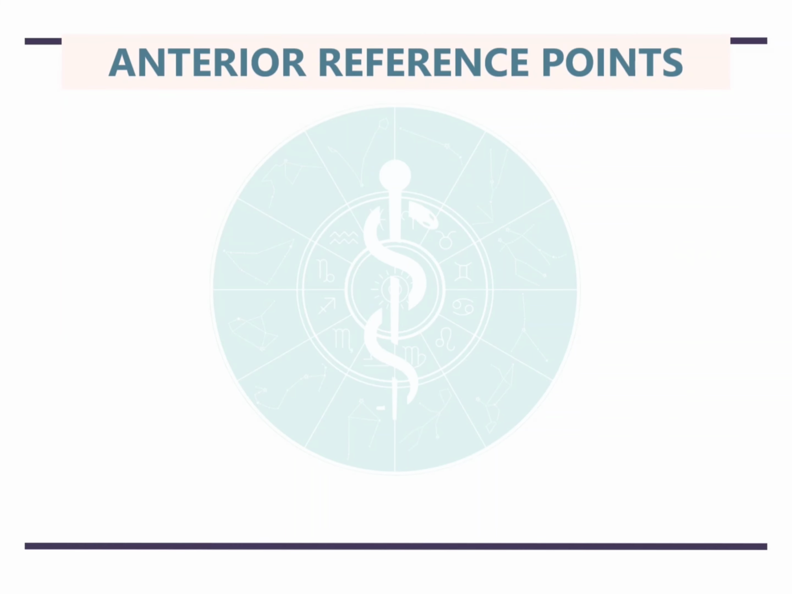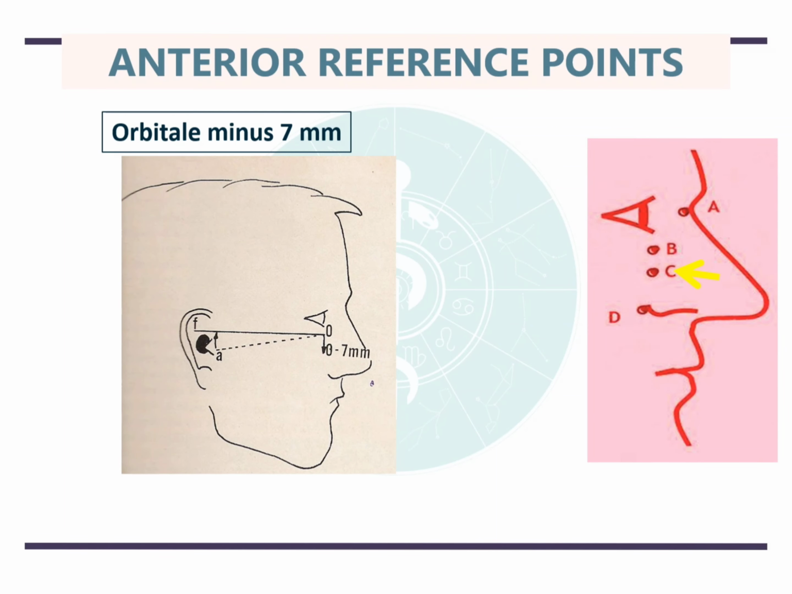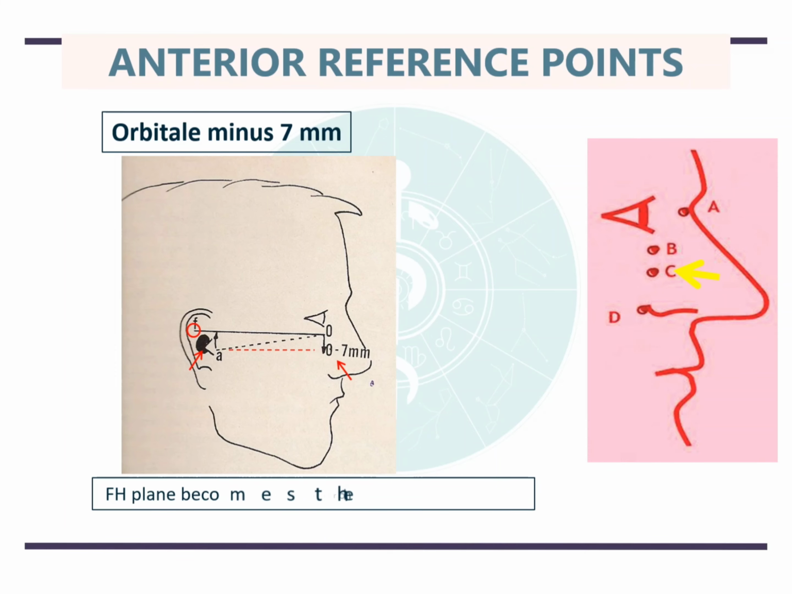The second reference point that we'll be talking about is the orbitale minus 7. Because porion is a skull landmark, Sitter recommends using the midpoint of the upper border of the external auditory meatus as the posterior cranial landmark on the patient. The anterior point of reference is marked 7 mm below the orbitale on the patient, or position the orbital pointer 7 mm above the orbital indicator of the articulator. Here the FH plane becomes the horizontal plane of reference.